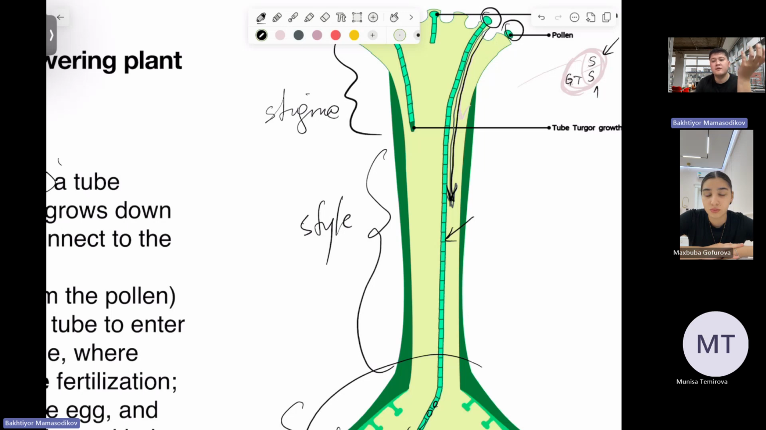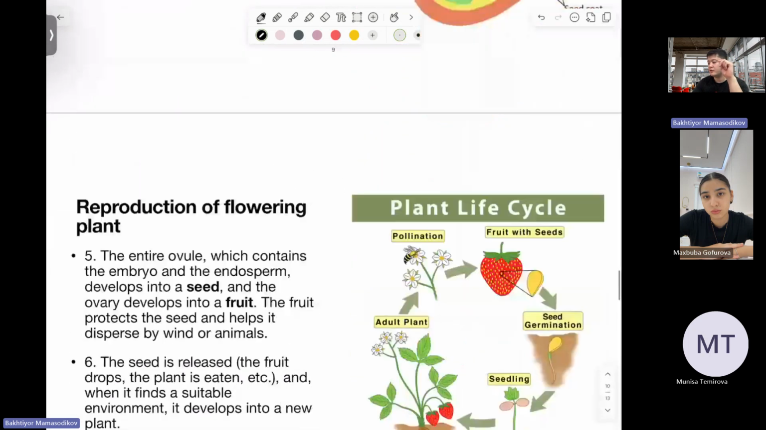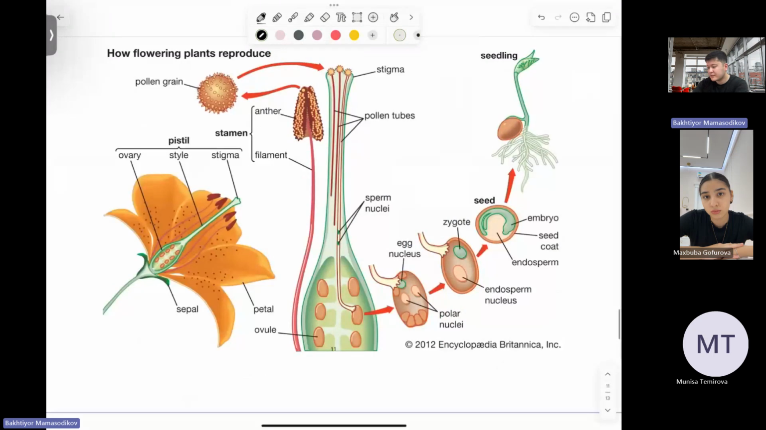What's the meaning of double fertilization? It's the most important step in flowering plant reproduction. So double fertilization means the first sperm is going to fertilize the egg cell. The second sperm is going to fuse with two polar nuclei. Okay, let me explain. So what does it mean?